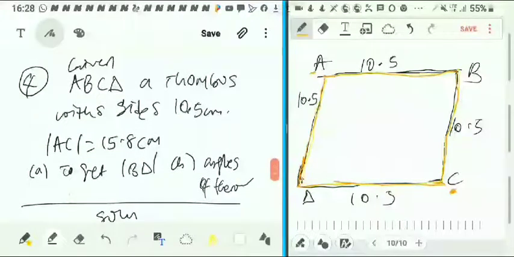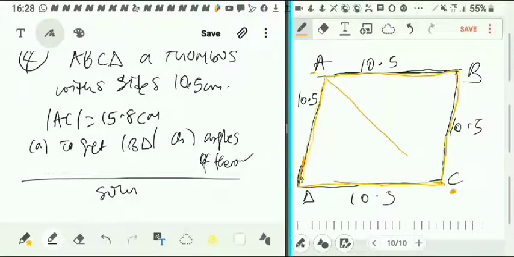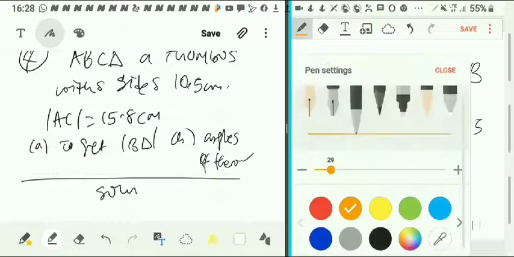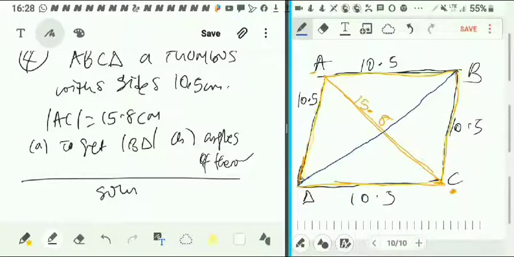Okay, what else were we given? AC is 15.8 cm. What is AC? AC is a diagonal, the line that joins A to C. Now I want to get BD. BD is this line here, the line that joins B to D, which is also a diagonal.